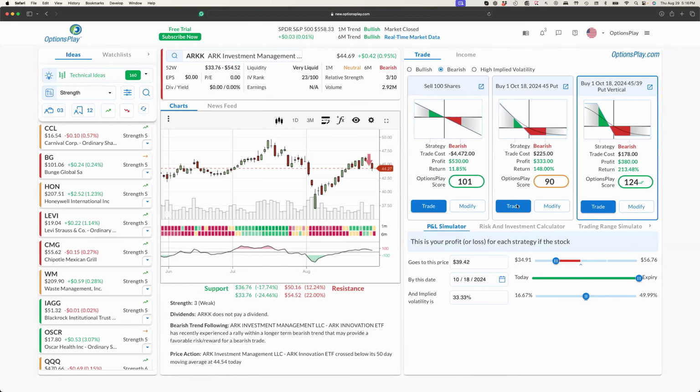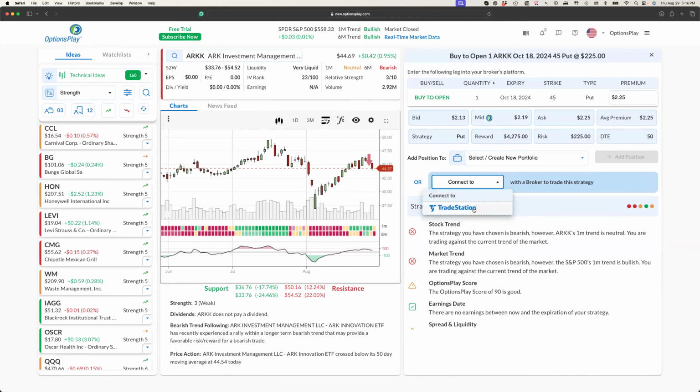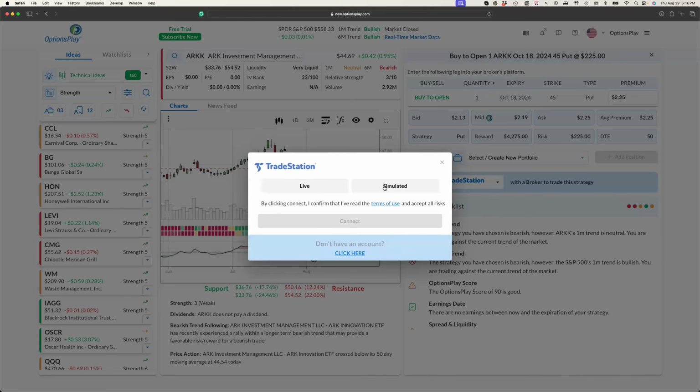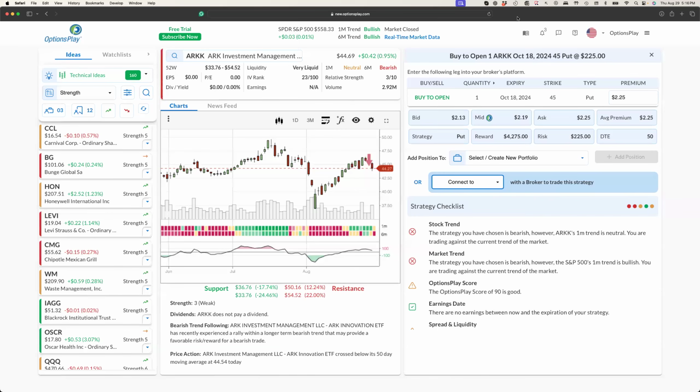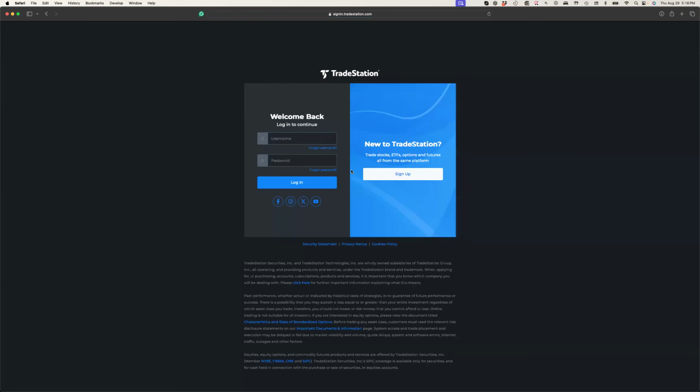How do you link the brokerage account? So you click on trade, connect to TradeStation, and it will take you to connecting your account. You can click on your live account, click on connect. It will bring you to a TradeStation sign-in page. Put in your user credentials at TradeStation, and that will automatically link your TradeStation account in OptionsPlay.